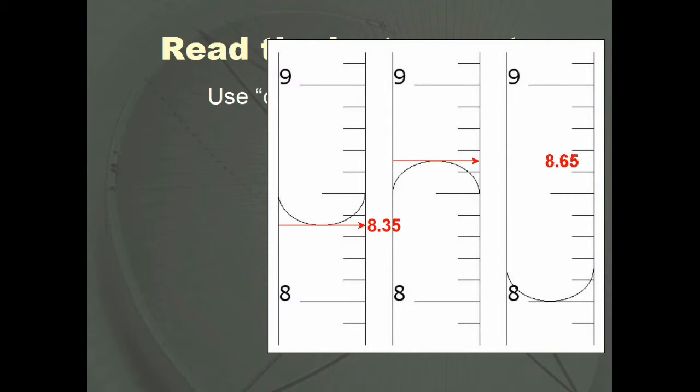Well, how about 8.65? Yes, 8 is definite. The 6 subdivisions are definite, and the 0.05 is my fuzzy digit. Now let's do one more. What about the last graduated cylinder, right here? Which number would you write down?